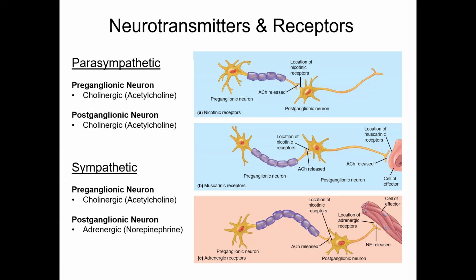If it's preganglionic, no matter whether it's parasympathetic or sympathetic, it's acetylcholine. The only difference we get here is in the sympathetic division, the postganglionic neuron is now going to be adrenergic, and that is going to be norepinephrine. So norepinephrine, epinephrine, same difference. That other word for that is adrenaline. And so this is the only spot where we see that norepinephrine neurotransmitter released.